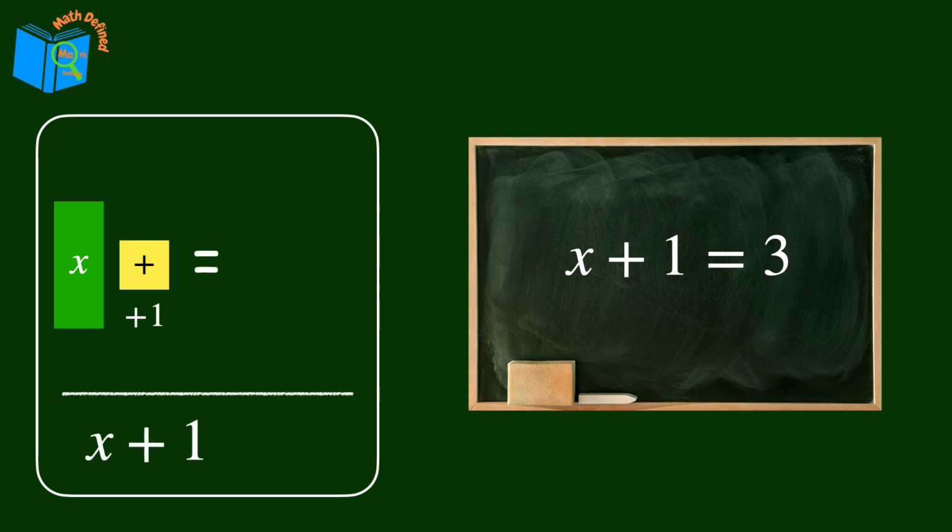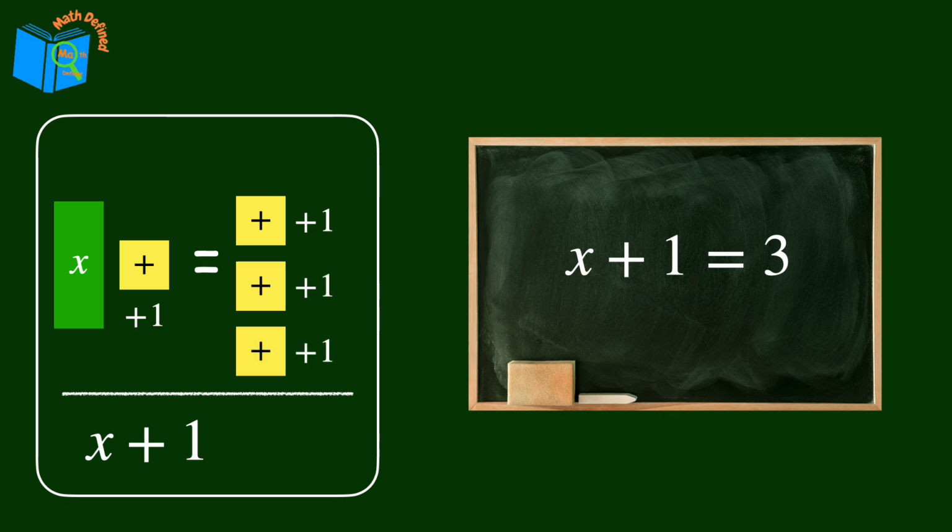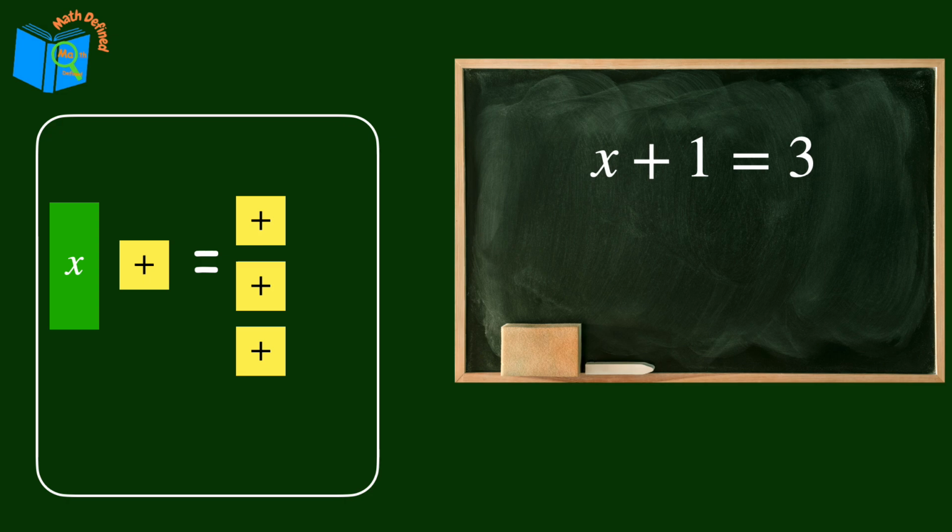Next we need an equal sign and 3 more yellow tiles. Combining these 3 tiles gives us positive 3. The algebra tiles give us a different way to visualize the equation x plus 1 equals 3. Now let's use them to find the value of x.